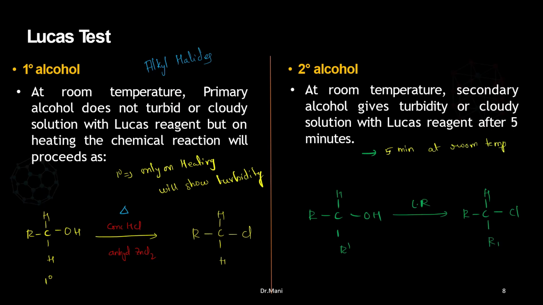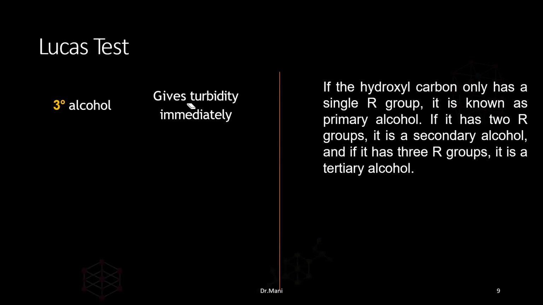So by that you can justify that it is a secondary alcohol. If it shows the turbidity only on heating, then it's a primary alcohol. Without heating, at room temperature, if it shows the turbidity after 5 minutes, then you can say it is a secondary alcohol. And finally, tertiary alcohol gives turbidity immediately. That means at room temperature, just by reacting, if you add the Lucas reagent into this alcohol, immediately it will show the turbidity. Then you can say this is a tertiary alcohol.